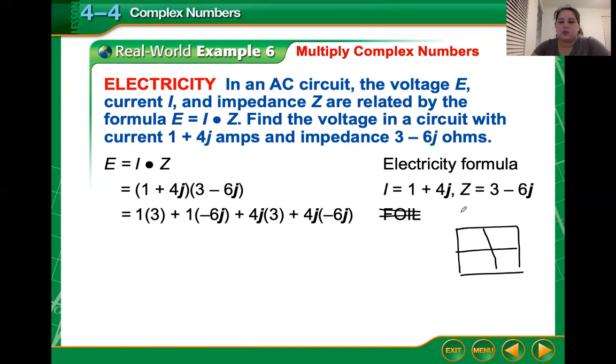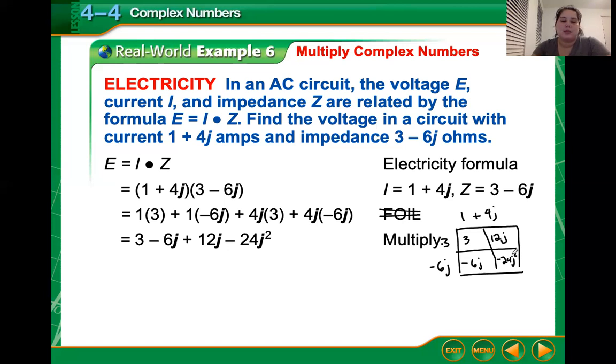And so we're going to do 1 plus 4J, and we're going to do 3 minus 6J. And we're just going to go ahead and multiply. 3 times 1 is 3. 4J times 3 is 12J. 1 times negative 6J is negative 6J. And negative 6 times 4 is negative 24. And then J times J is J squared. Which is the same thing they got when they used FOIL.